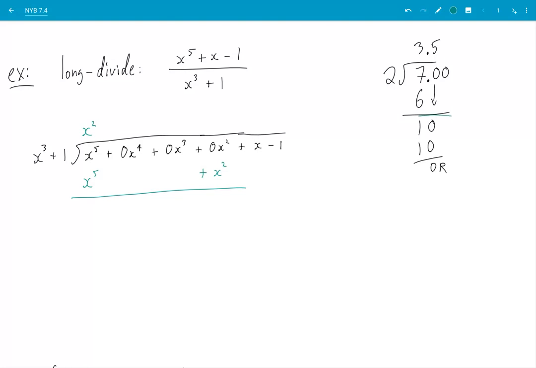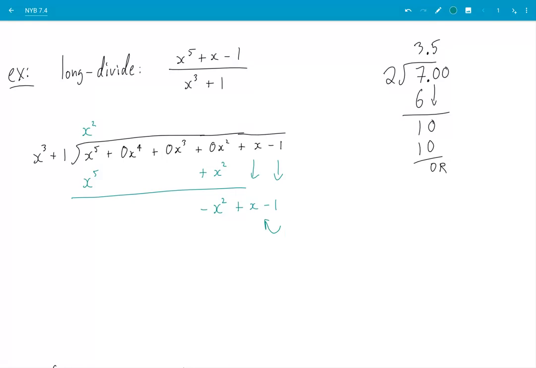Just like before, I do the subtraction. And what do I get? I just get negative x squared, because 0x squared minus 1x squared is negative 1x squared. And you can descend these terms. And then you would start over. You'd say x cubed does not go into x squared, so I stop here. And I call this my remainder.